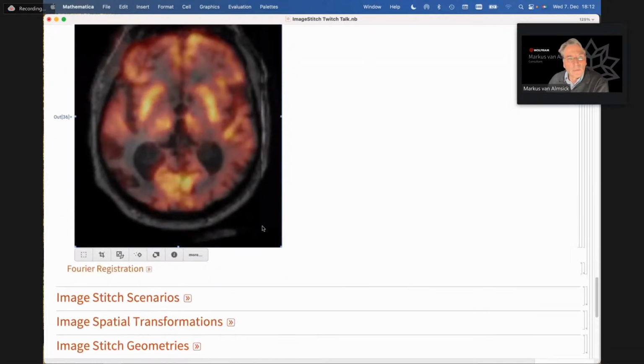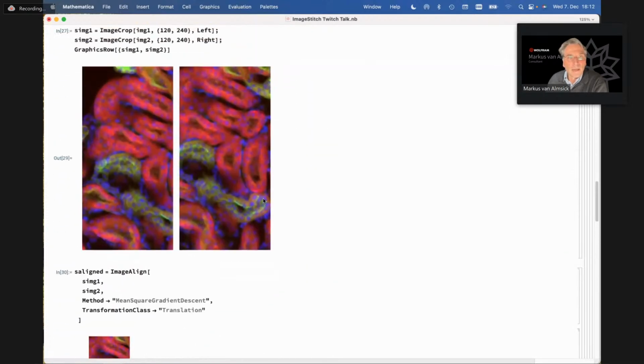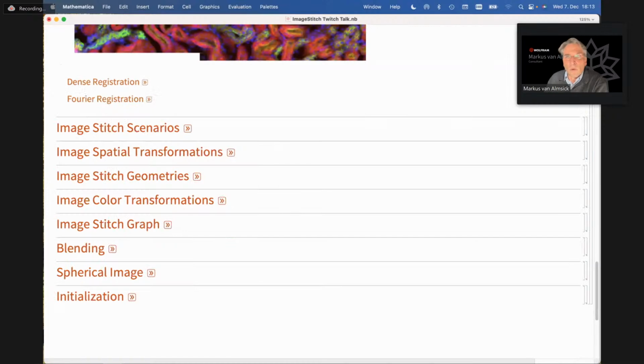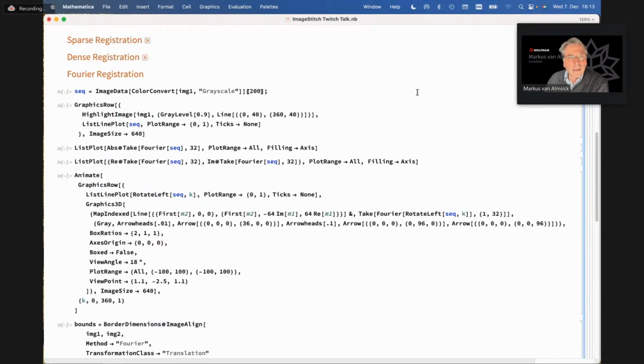Okay, so that's the benefit of dense registration over sparse registration. As a side remark, of course, dense registration is far more strenuous for your computer to calculate, so it would take more time, and that's why sparse registration is usually faster and preferred.